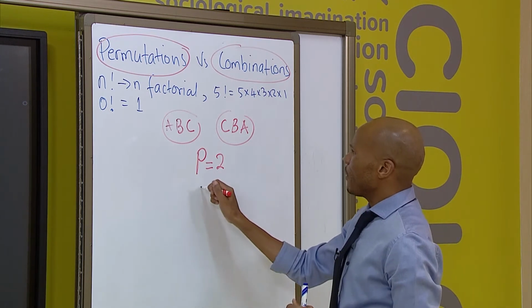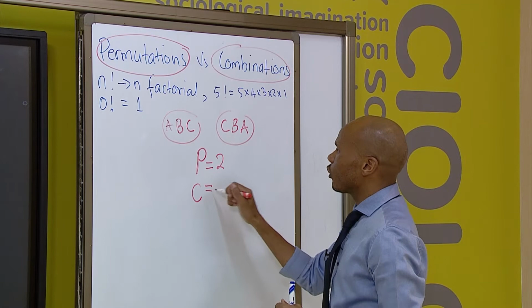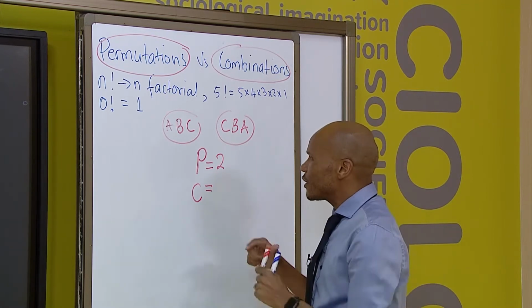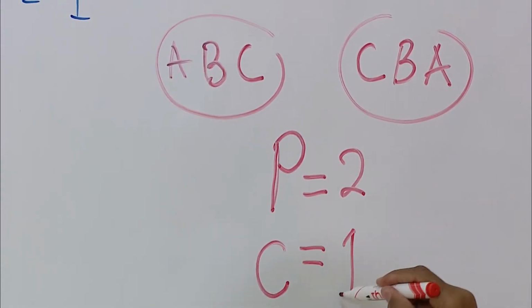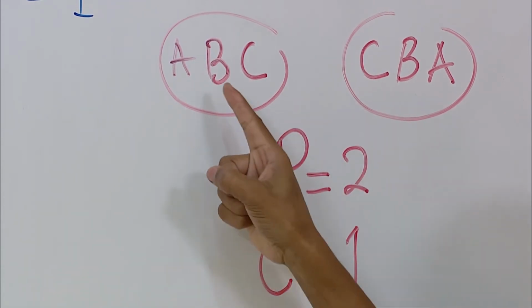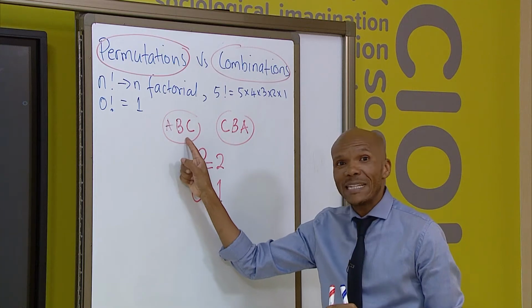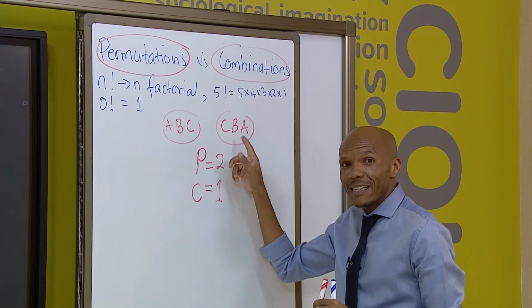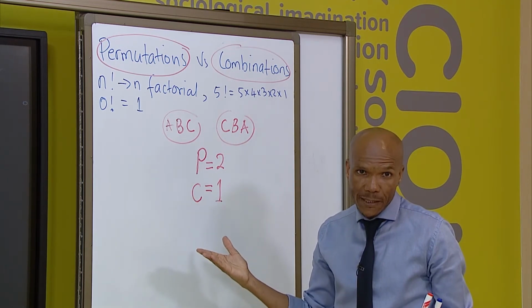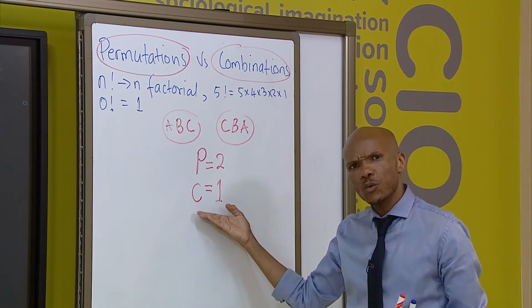Okay, what about combination here? What would you say the combination here is? The combination here is 1. And why is it 1? It is 1 because you used the same combination of letters as here. It's still ABC, right? So that's why the combination is 1.